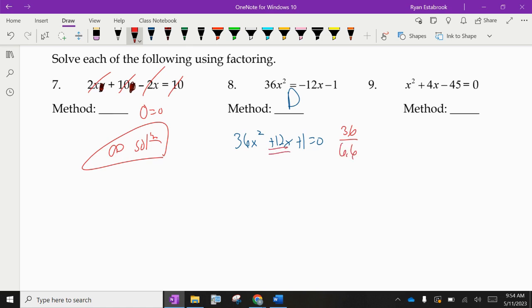So split this middle term with 6 and 6. Instead of 12x, it's going to be a 6x and 6x. Right there it is split. 36x squared plus 6x plus 6x plus 1 equals 0. Then group to factor that.